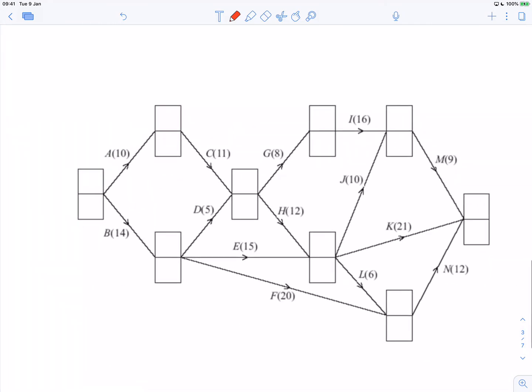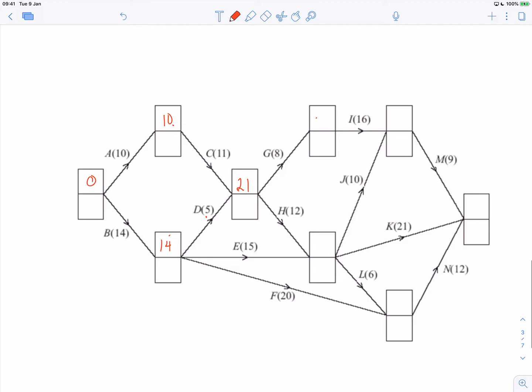So, early time, this is a 0. The earliest I can be at this stage from A is 10. Earliest I can be here is 14. And then if you think about it, 14 and 5 is 19. But to be at this stage, I've got to have C done as well, which is 10, 11, which is 21.